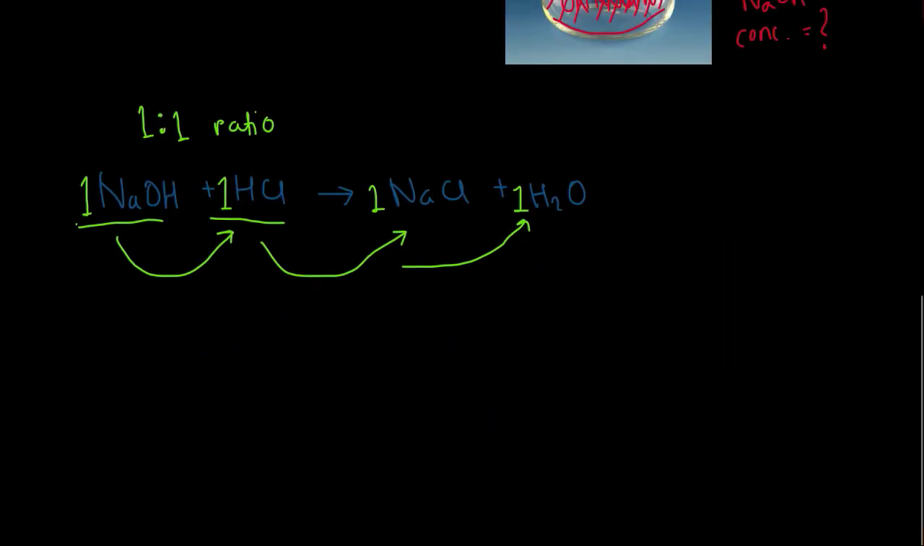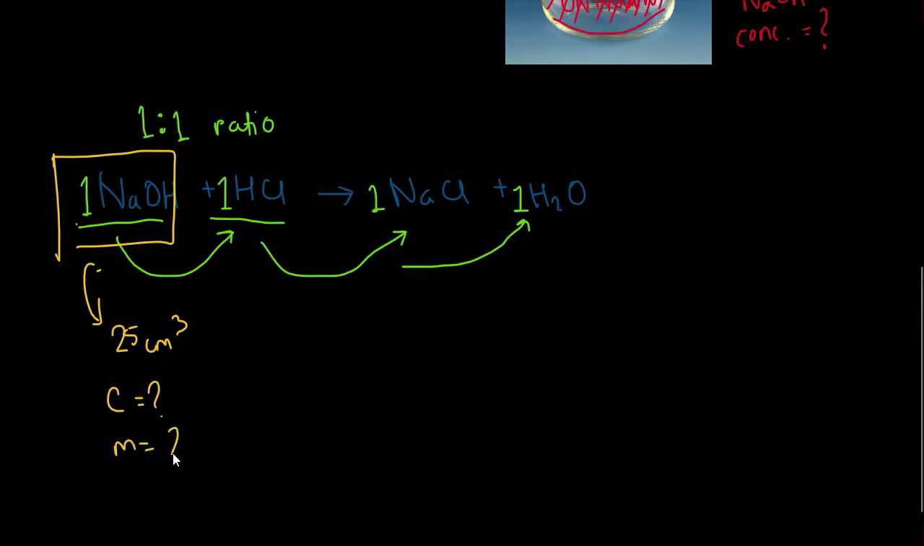Okay, so I already have sodium hydroxide in the flask. I have 25 cm cube of this, but I don't know the concentration. So I don't know the moles. I have no idea. And then what I've done is I've added the HCl in the burette. Its concentration is known, 1 mole per dm cube.